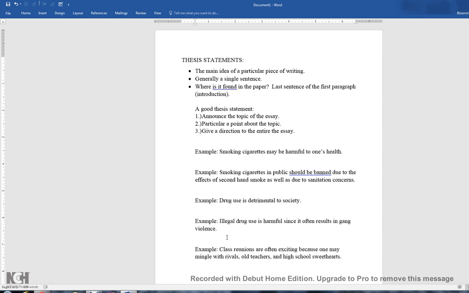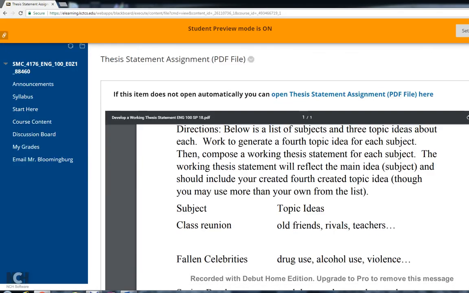Let's put it through the checklist. An announcement of topic. Bingo, class reunions. Particular point about the topic. Yes, that they're exciting. Direction. We sure do. We've used rivals, old teachers, and high school sweethearts. So that's going to give us the direction that if this were a real essay, those points would follow from that direction. Now check this out. One other thing I want to show you, then we'll wrap up this video.